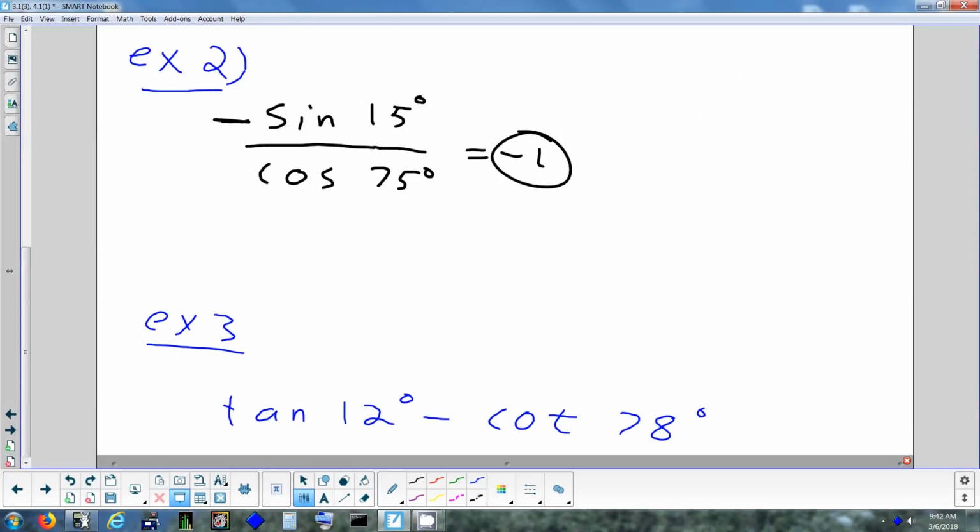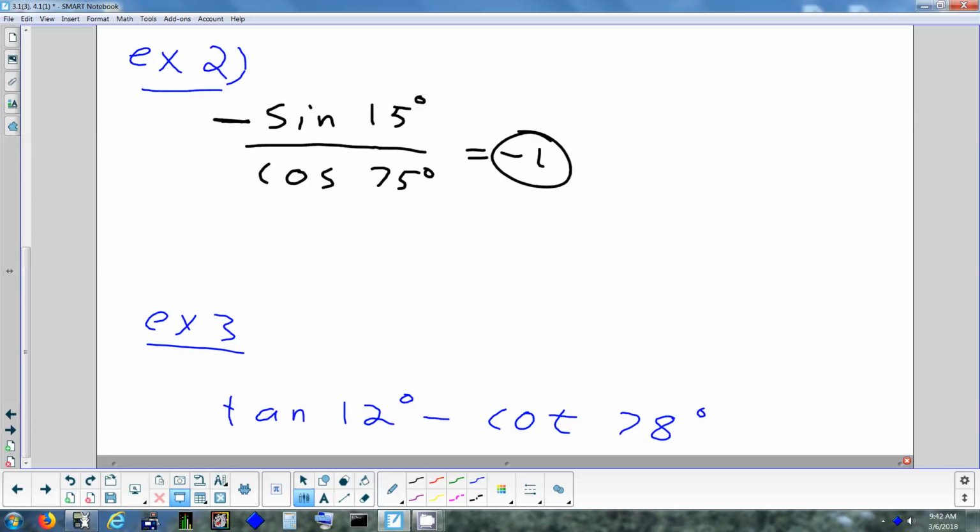Not sure. You want to help him out? What did we just say those two things are called? You put the word co in front of it. Tangent, cotangent are cofunctions.